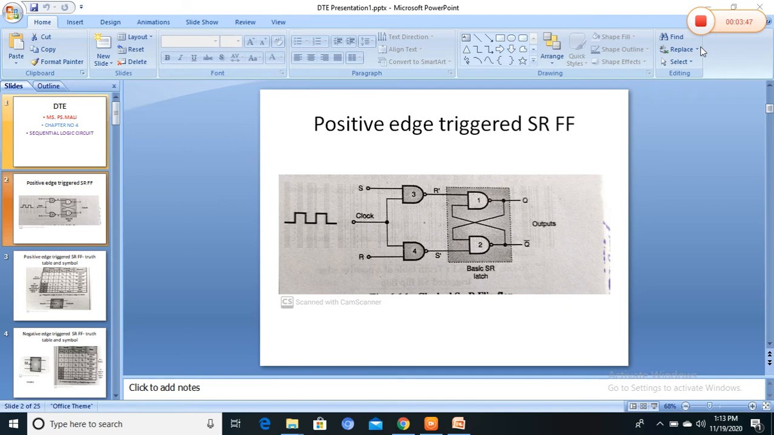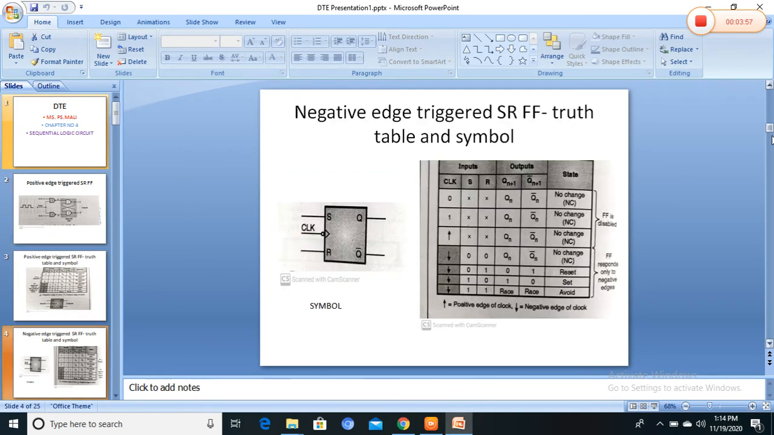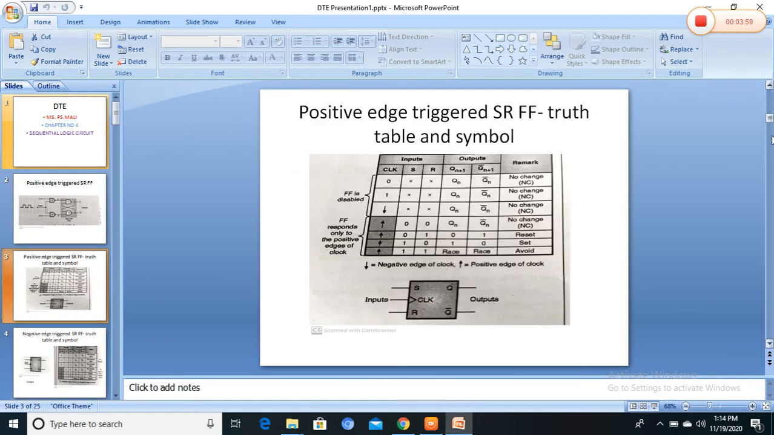This will occur in the basic flip-flop, and this is the circuit diagram and symbol of the SR flip-flop. Now the positive edge trigger truth table, that I am explaining one by one. First, clock 0, both inputs S and R don't care, that is Q and Q bar, no change condition.